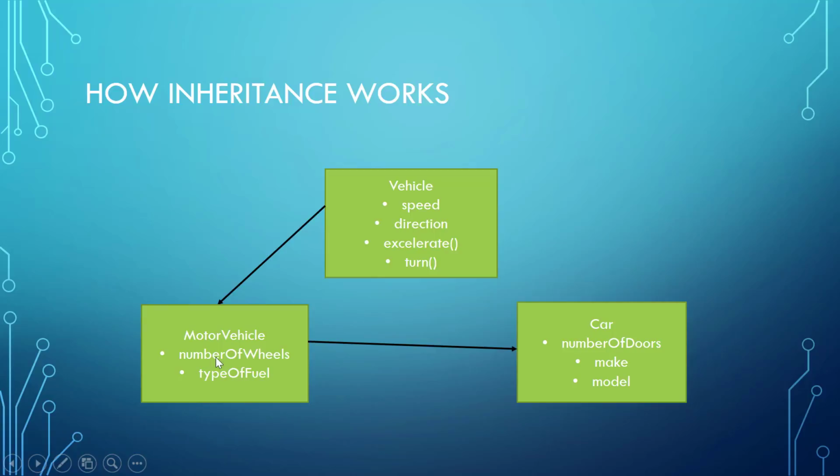So a motor vehicle, that would include everything, say, from a bus or an RV down to a motorcycle or a scooter, might have something like the number of wheels, the type of fuel it uses. Is it electric? Is it diesel? Is it gasoline? Those kinds of things.